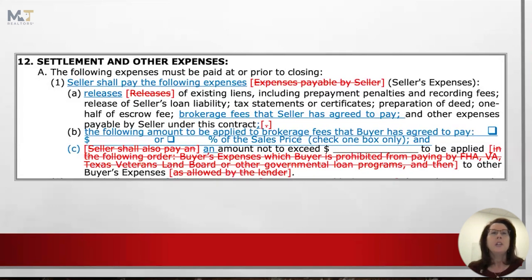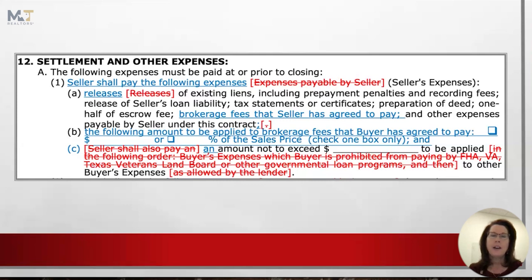All right. So very important that you guys pay attention to this part of it because we've had a lot of confusion on it and it can get very confusing, but we'll walk through it slowly so that you can see exactly what it is stating. So 12A, the following expenses must be paid at or prior to closing. So A states, seller shall pay the following expenses. Key term, shall pay.